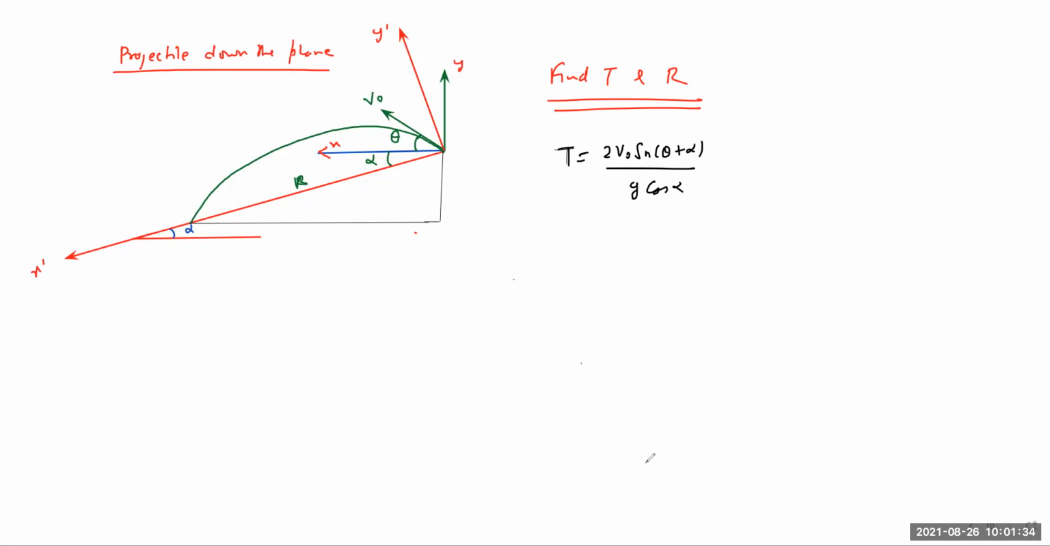Sir, the range will be the same, no, if instead of theta minus alpha it was theta plus alpha there? Yes, that's correct. So the range will be the same answer. V naught square by g cos square alpha and 2 sine.